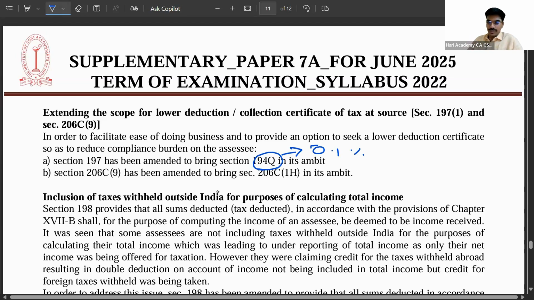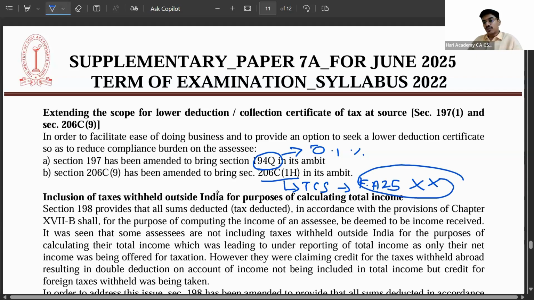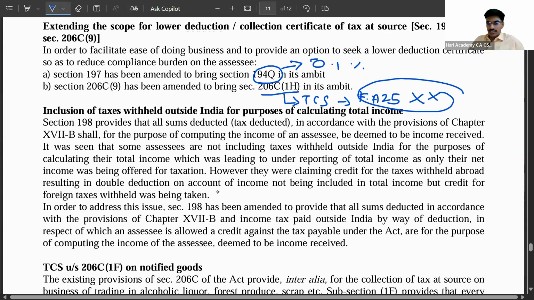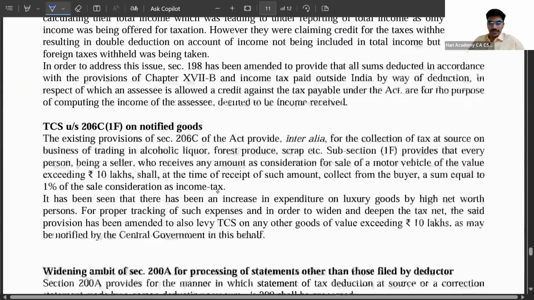This 206C(1H) has also been amended. 206C(1H) is in relation to TCS, the same point. Just for knowledge and information purposes, this has been omitted by Finance Act 2025, which is not applicable for the exam. So this TCS on purchase of goods has been done away with, but that is not applicable for your exam. Even though it is applicable for assessment year 2025-26 for a certain period, it is not there for this point. Okay. Next is inclusion of taxes withheld outside India. This might not be very relevant for you.